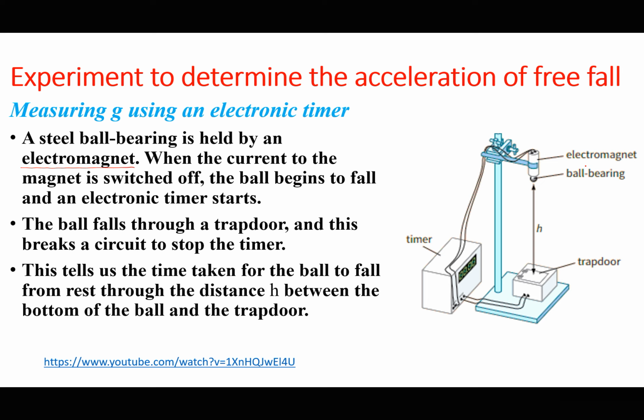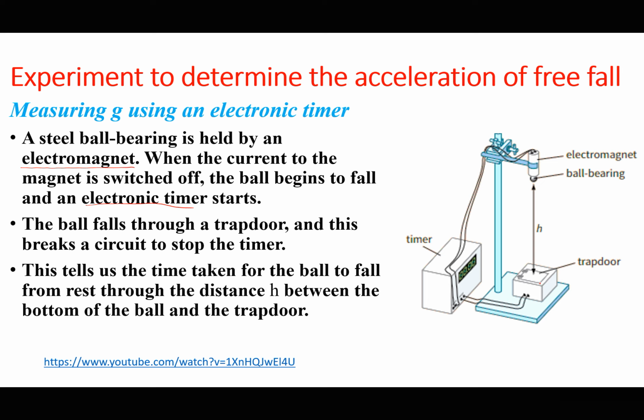So an electromagnet is the best device for releasing metallic objects because it is really very hard for us to release an object on our own without adding any extra force on the object. When the current to the magnet is switched off, the ball begins to fall and an electronic timer starts automatically. The ball falls through a trapdoor and this breaks a circuit to stop the timer.